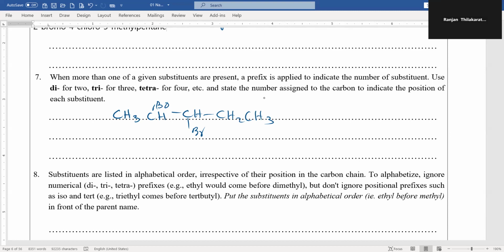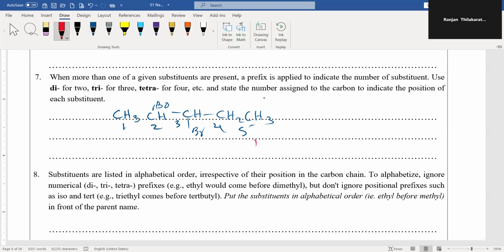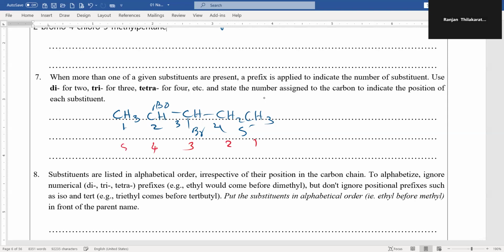You have di. And you label the parent chain giving 1, 2, 3, 4, 5 from this side, or you can use the other side giving 1, 2, 3, 4, and 5. If you label from left to right, as in red color, the substituents get 3 and 4. But if you label the other way around, then it is 2 and 3. So 2 and 3 is better than 3 and 4, because the smallest numbers are given.